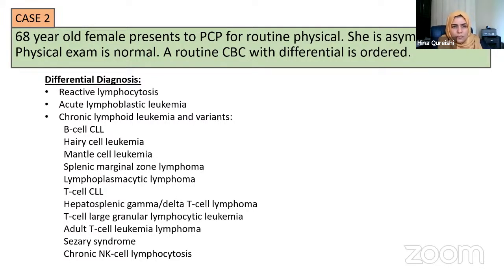Could it be acute leukemia? Or could it be any chronic lymphoproliferative disorder? In this patient, there are chances that it might be one of these chronic leukemias or acute lymphoblastic leukemia, and less likely to be a reactive lymphocytosis.